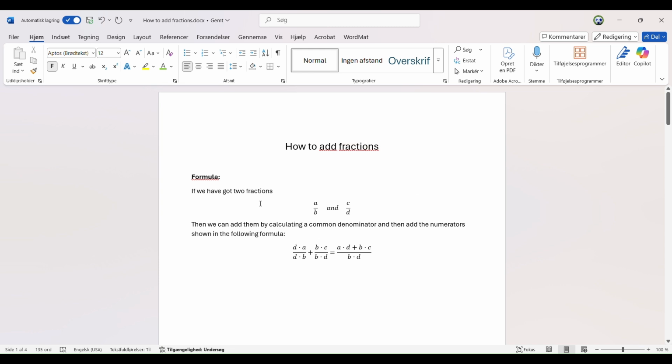So we've got a formula down here. We've got two fractions, a divided by b and c divided by d. And when we want to add them, we want to calculate a common denominator and then add the numerators, like shown in this formula down here.